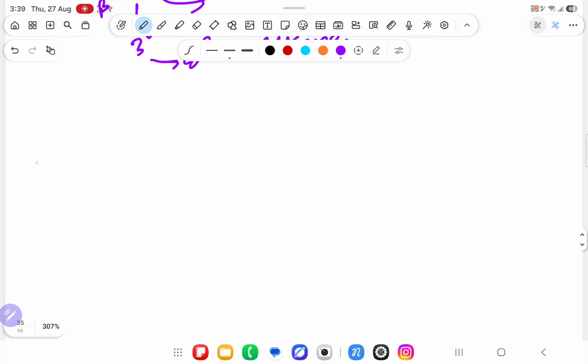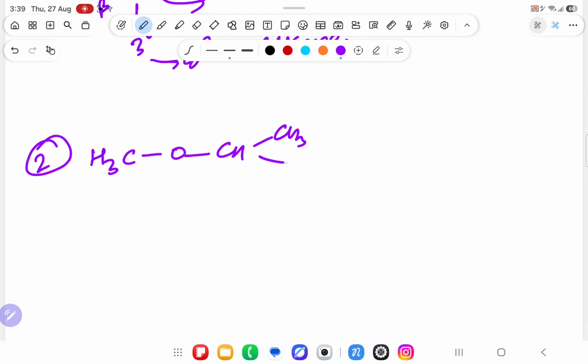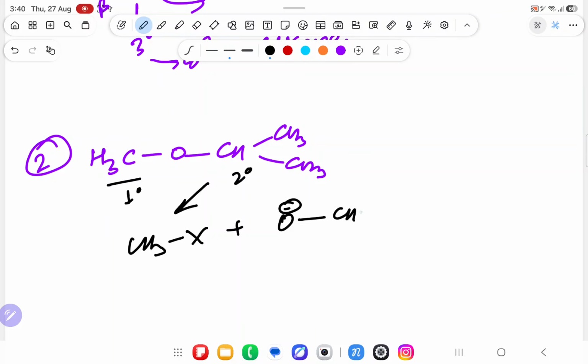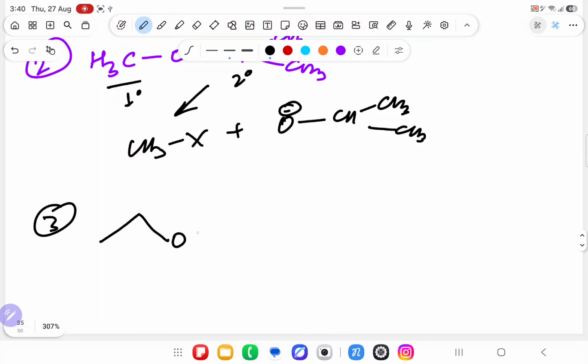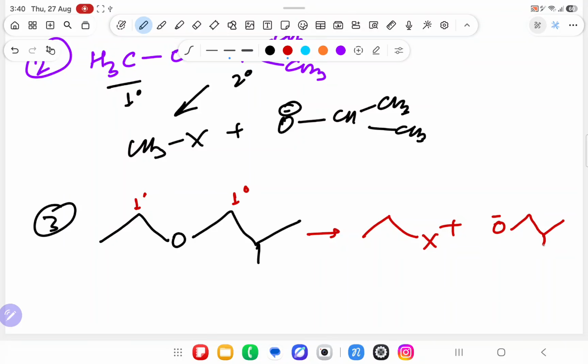Okay sir. Suppose I write the second example: H3CO CH CH3 CH3. Tell me from where the ether has been formed. You will say 1 degree will convert into X. This is 1 degree, and 2 degree will go with alkoxide O minus CH CH3 CH3. Suppose I have taken a third example. Sir, in this part, this is also 1 degree, this is also 1 degree, but this is a less bulky group. So the less bulky group will get X, and the more bulky group will get O minus.